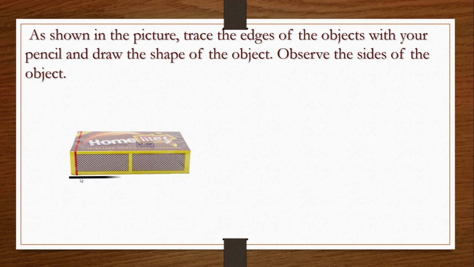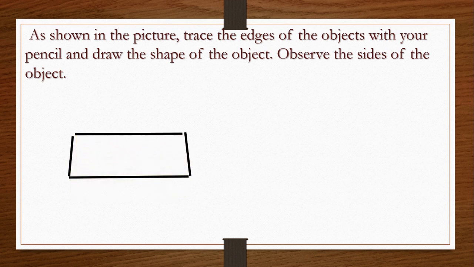See here, we are drawing the edge. Now all four edges we have to draw. This is the second one. And see, this is the third one. And here the fourth side. Like that we have drawn all the four edges with the help of the pencil. Now dear children, I will take out this object. We will remove this object. See what is the shape we got, right?